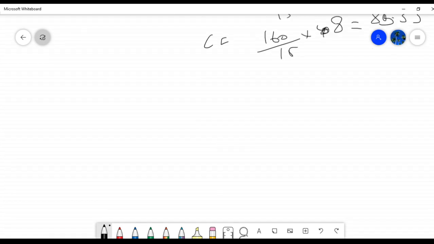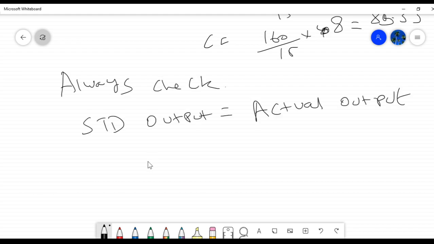So always check standard output equal to actual output. Standard output in this question is how much? 1080, and actual output is 1080.